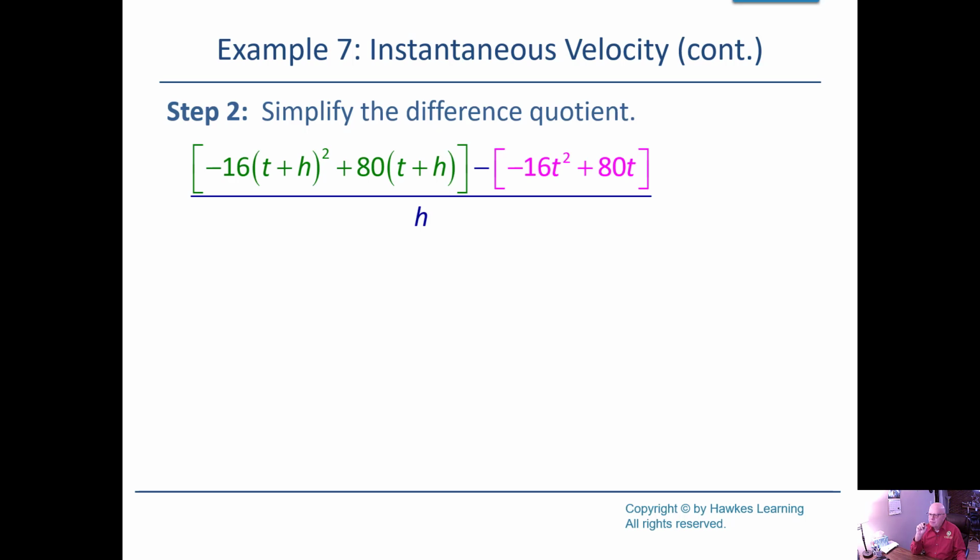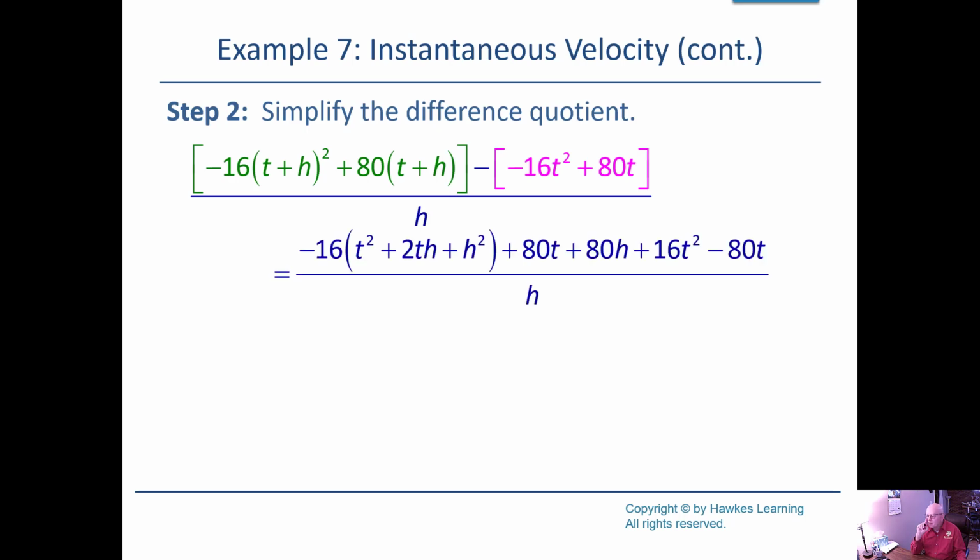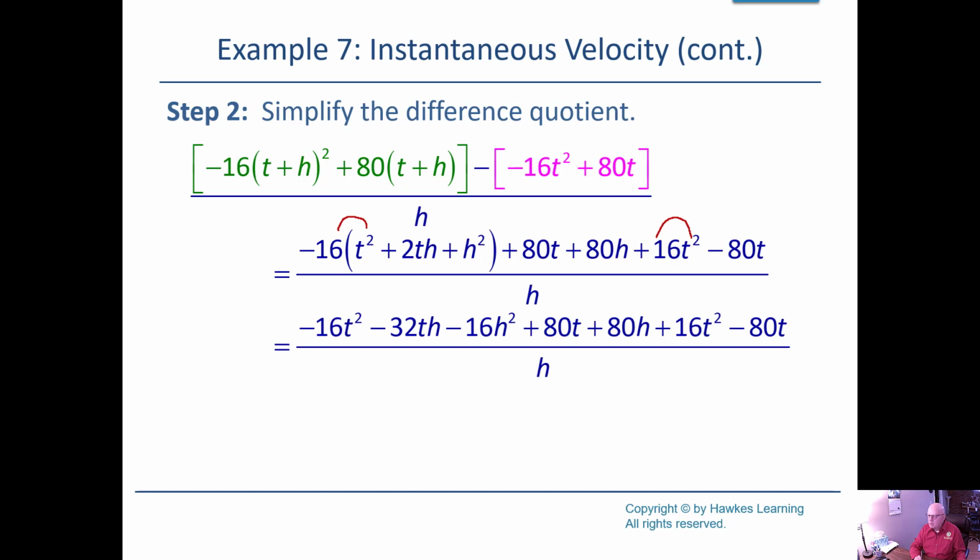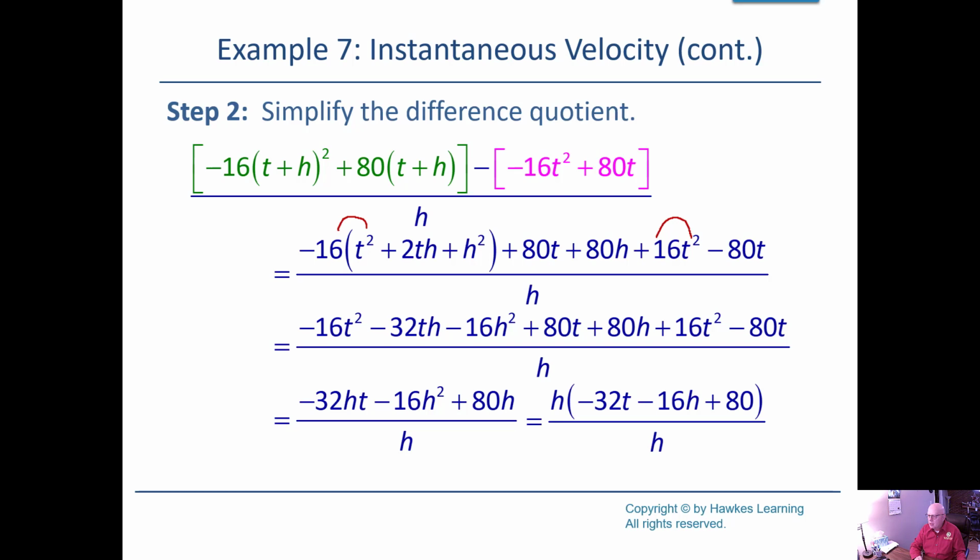Simplify it a little bit. So there it is expanded. Some of those parts will cancel. For example, you're going to get negative 16t squared there, and with that 16t squared here, that'll give you 0. Keep going, and then divide by h. Cancel those h's out. And there is your formula for instantaneous velocity.